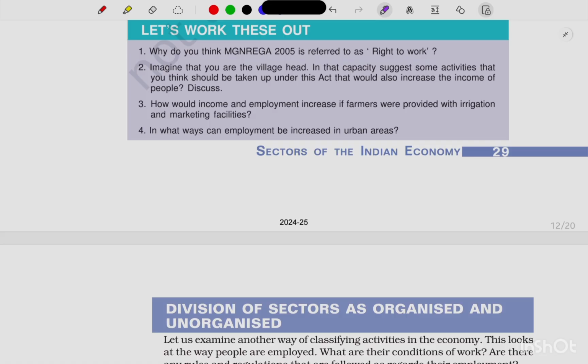So if we are a village head, and we suggest some activities that should be taken up under this act that would increase the income of the people. One thing, maybe make the small farmers or the sons of small farmers or landless laborers work in big uncultivated plots of land, or maybe there are uncultivated plots of land that are scattered around.